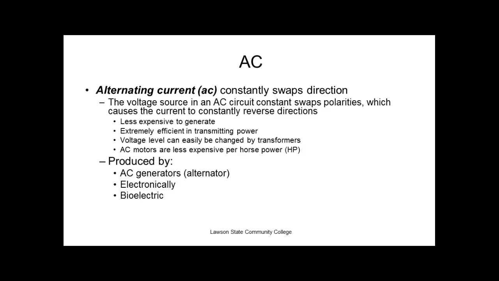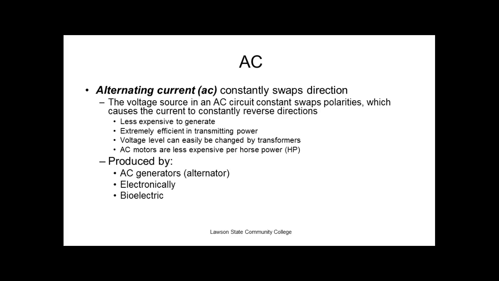So AC: the voltage source of an AC circuit constantly swaps polarities, which causes the current to do what? Constantly swap polarity. Everybody okay? It's less expensive to generate. So your car operates off DC, but your generator is not a DC generator; it's an AC generator. They call it an alternator. Why? Because it's cheaper and easier to generate. And then we have the ability to take that AC and convert it to what? DC, to charge your battery and to run your radios and all that neat kind of stuff in your car.